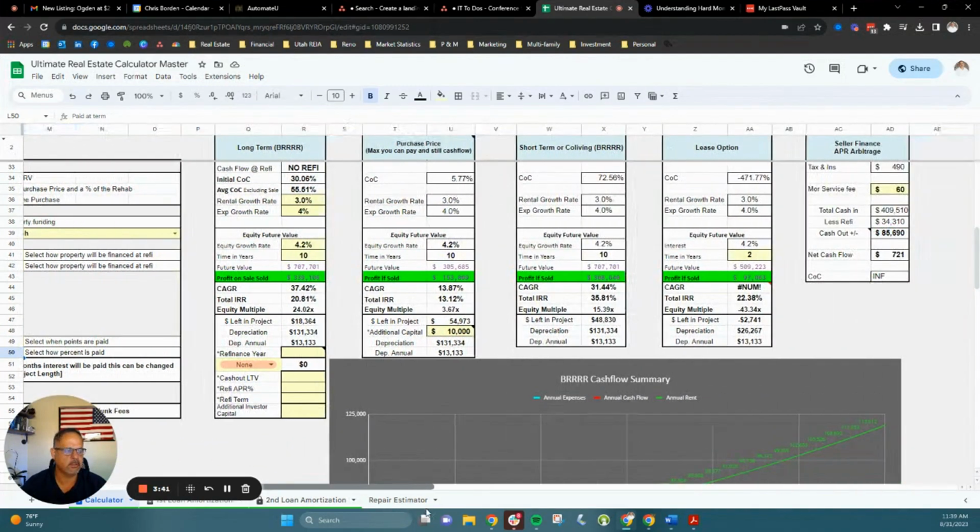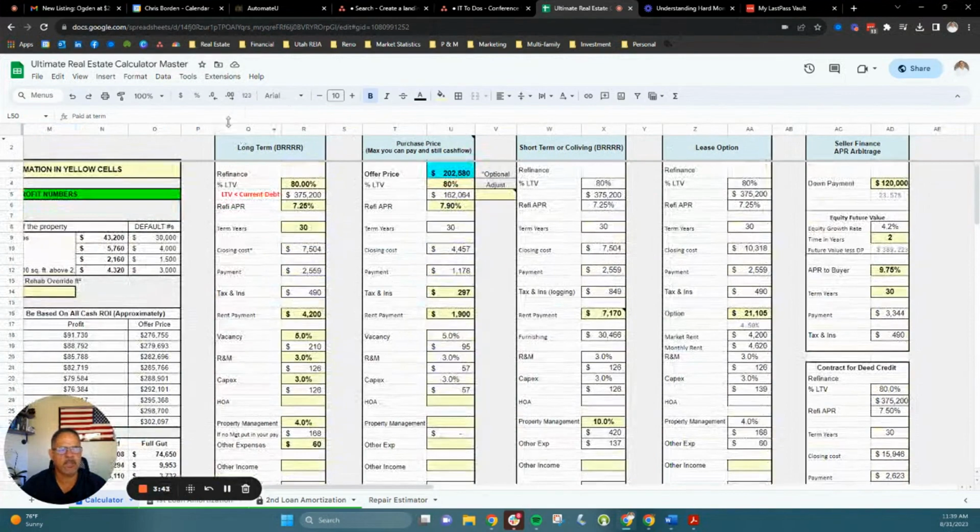Again, moving on to the different exit strategies. Right here, we have four different exit strategies. You have your long-term, your short-term, a lease option strategy, and arbitrage and APR. I'll explain all of these, and then I'll explain this last section as well. A lot of these tie in together.